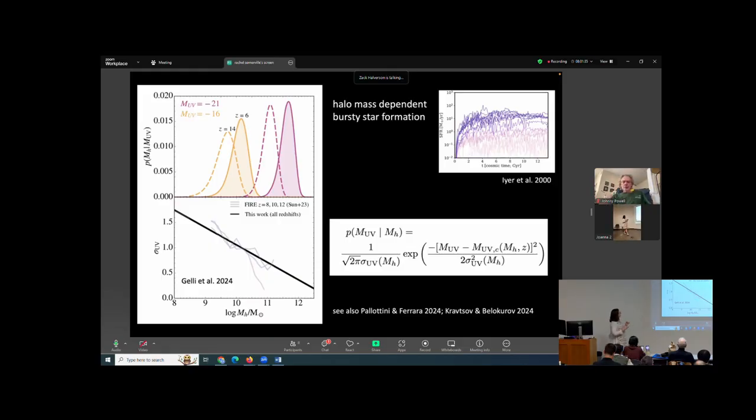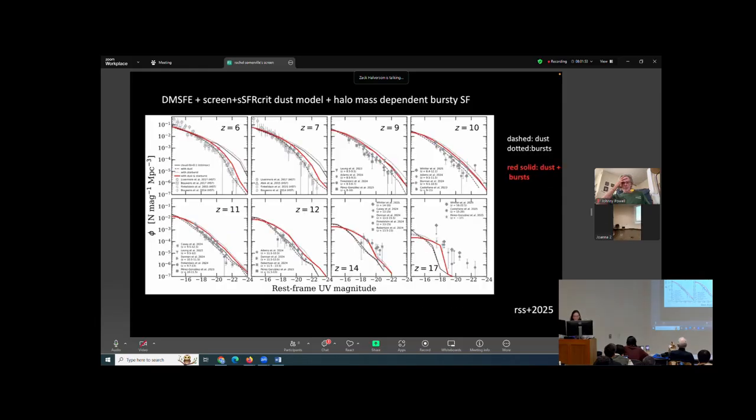And lower mass galaxies are more bursty. They have larger excursions. That's, again, because the potential wells are shallower, and so the bursts have a larger effect on the overall luminosities of the galaxies. So we, again, just took this straight out of their paper and implemented it in our semi-analytic model. And so now we have dust and bursts.